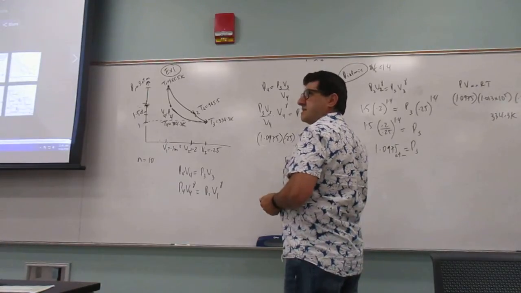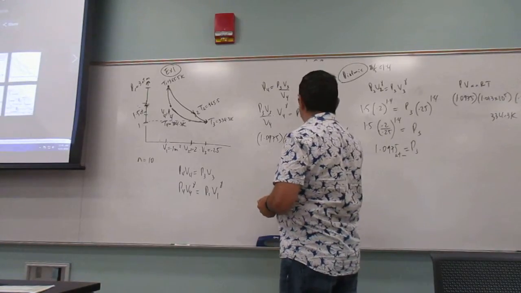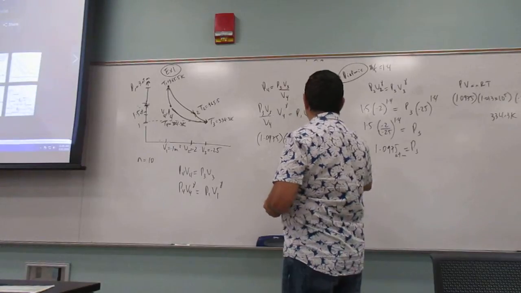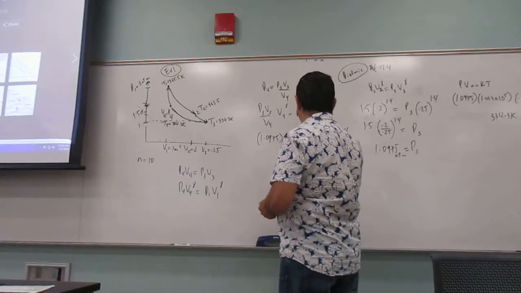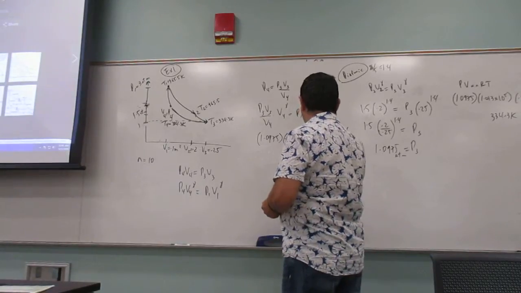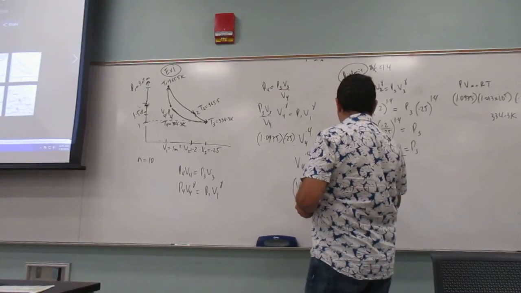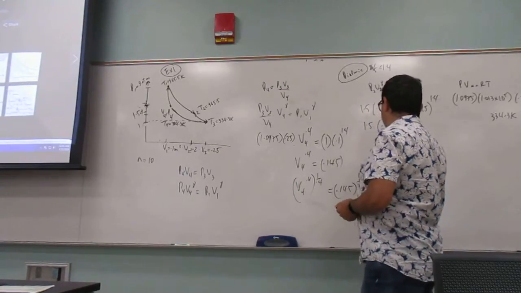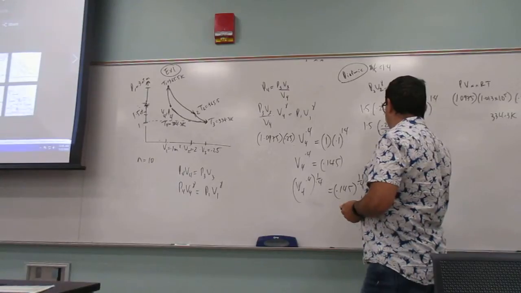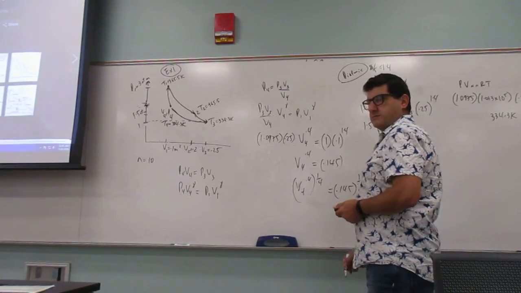No, ln is not going to help. To the 5 over 2 and that's it. It's better just to go V4 equals 0.145 to the power of 1 over 0.4. And 1 over 0.4 is 1 over 2/5, which is 5 halves. Right?